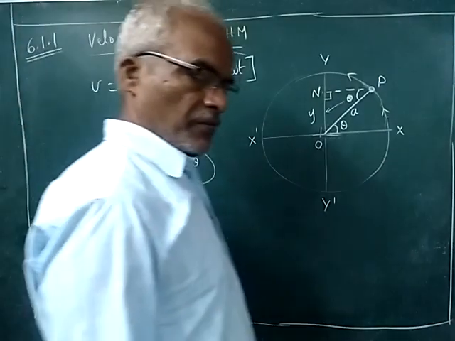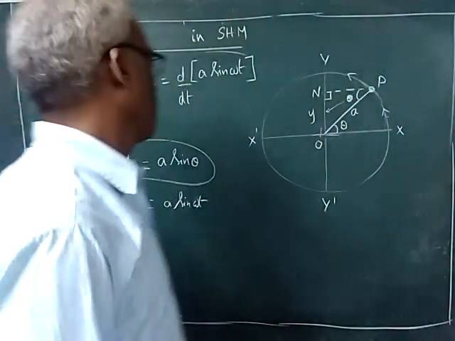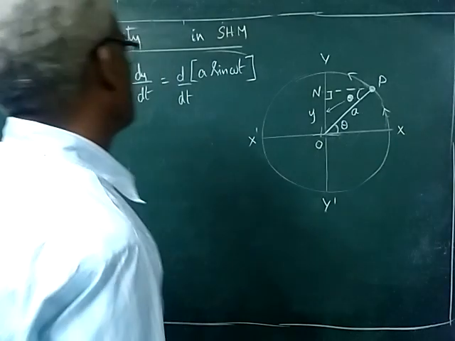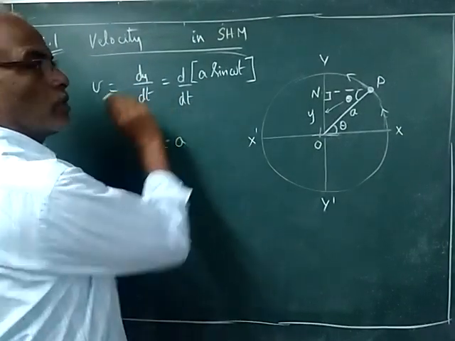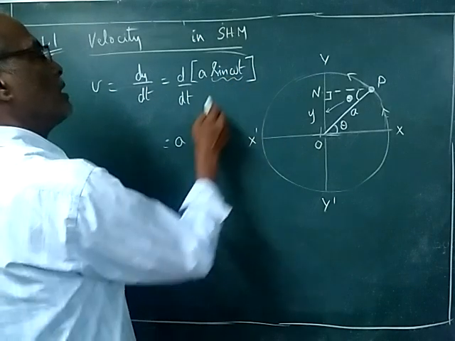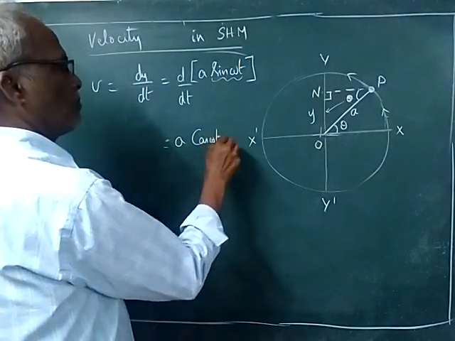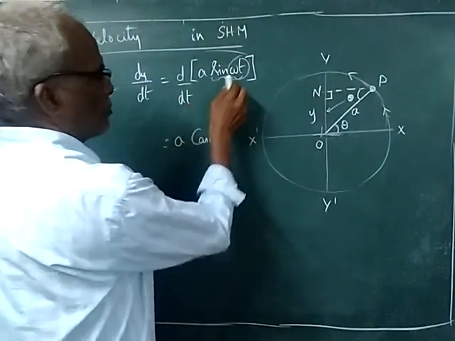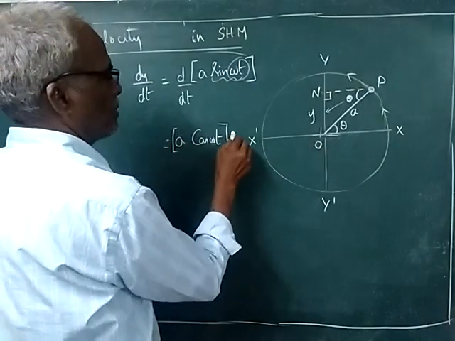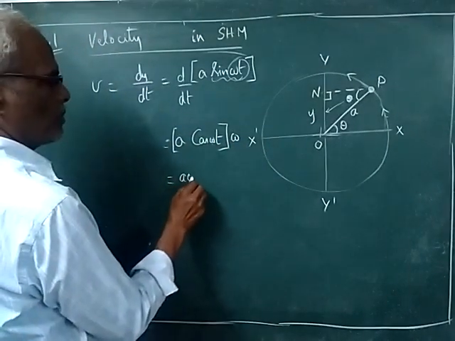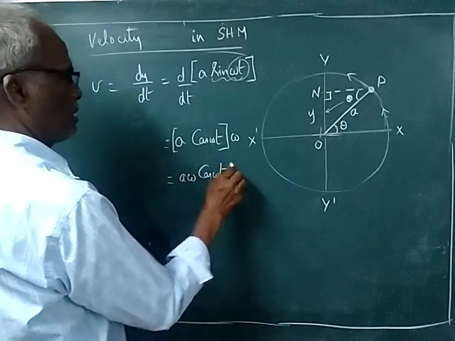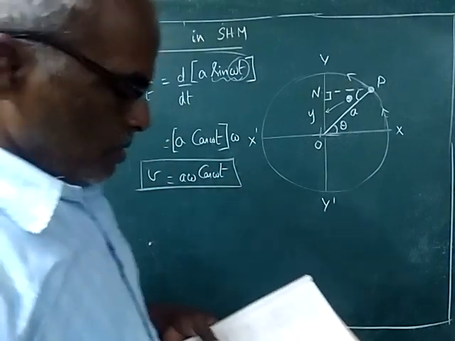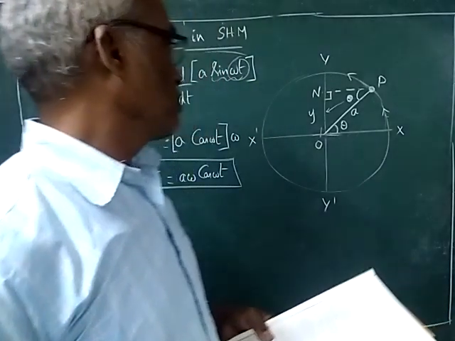So when we differentiate sine, it will become cosine. When you differentiate, a is constant, you can pull it outside. Differentiation of sine omega t is cos omega t, and once again you have to differentiate this omega t with respect to t. Omega is constant. So this term is multiplied by omega, that is a omega cos omega t. This is v, velocity. So this is one way of analysis.